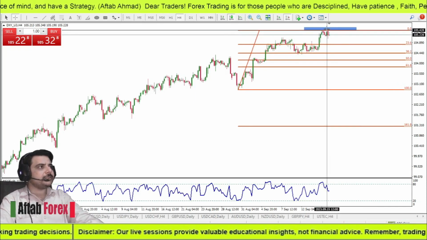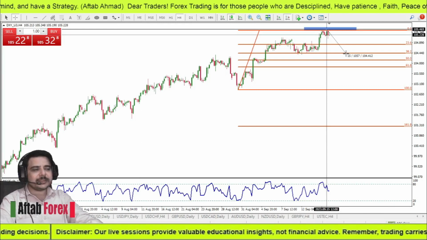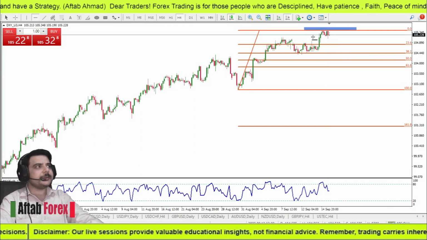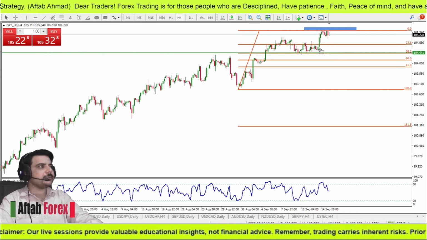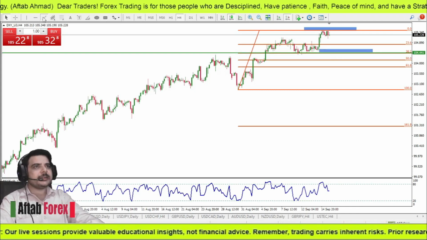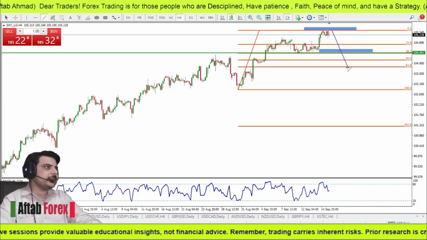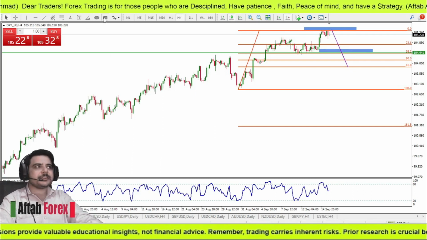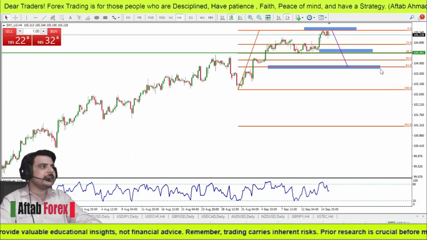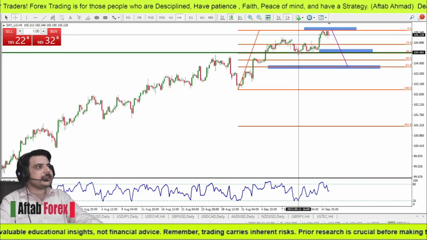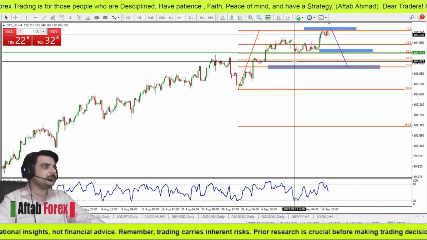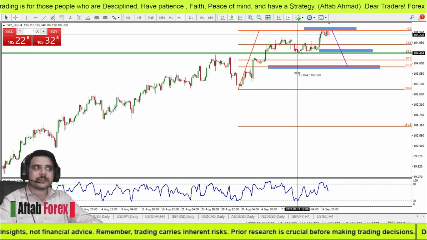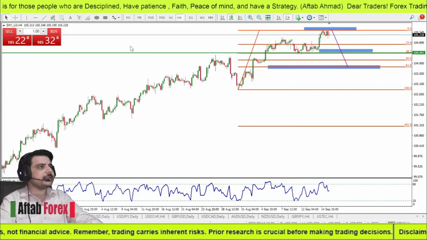But if it drops, it will be dropping towards the 38.2% retracement right here, and this will be the initial target. The first target will be 104, and obviously the second target will be the 61.8% retracement right here. So the analysis last time gave around 101 pips. Congratulations to all of you. Without going against us, the analysis worked very nicely.